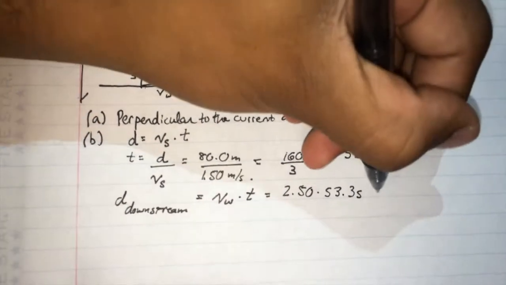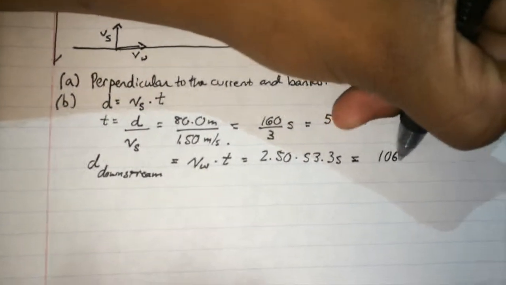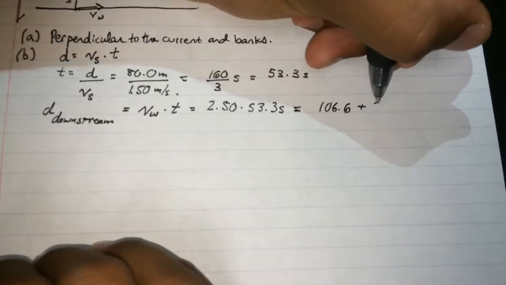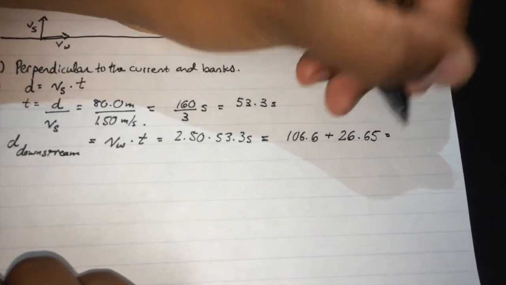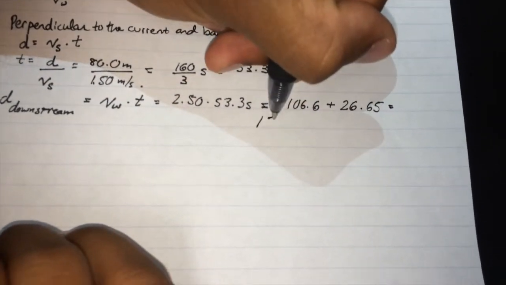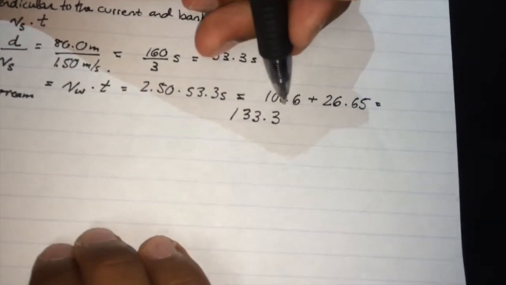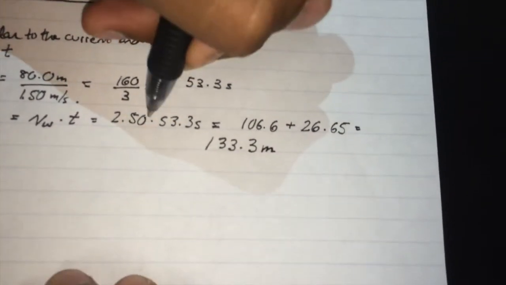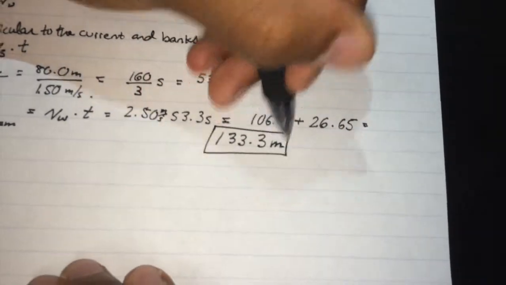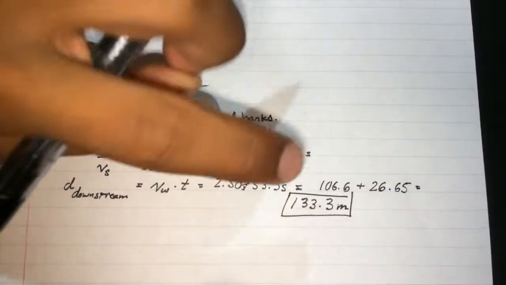And that will give us a value of, I'm going to calculate this out by hand, 106.6 plus 26.65. So we're looking at here 133.3. And that is essentially how far downstream we're moving, 133.3 meters. So that's our part A and B. So we've got perpendicular to the banks and 133.3 meters.